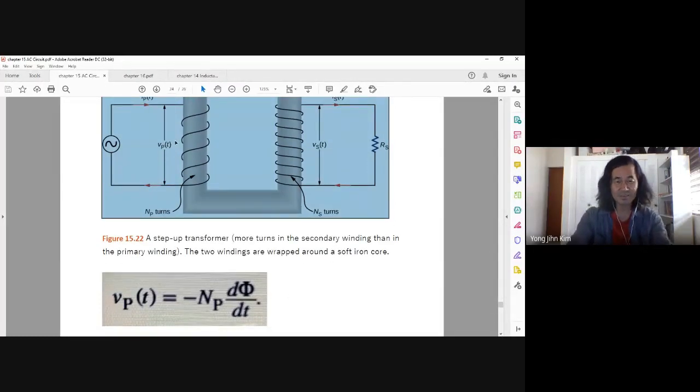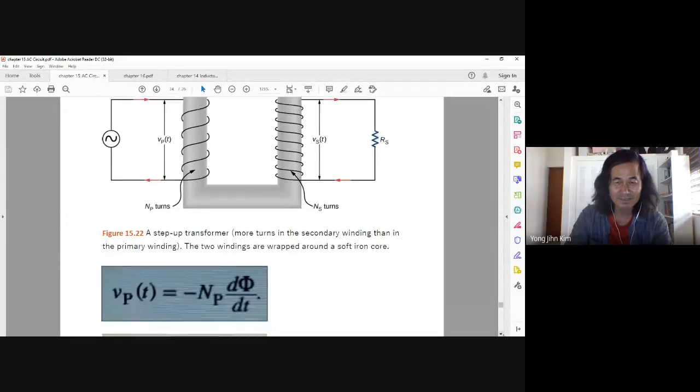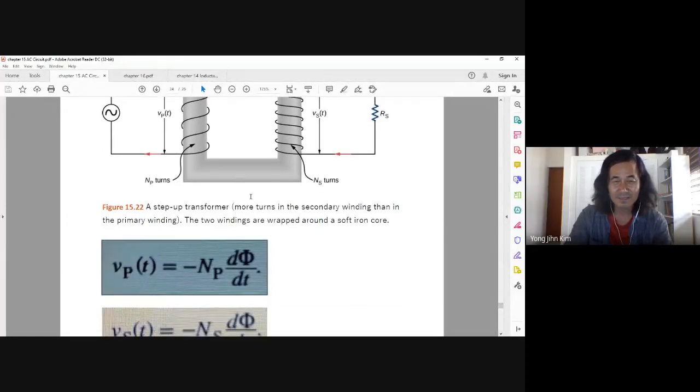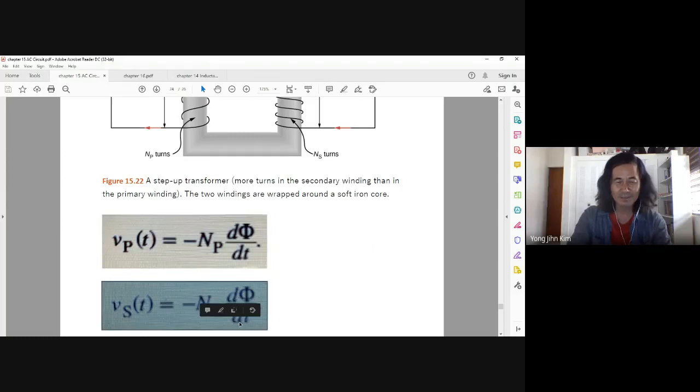So induced voltage in the primary coil is minus Np dΦ over dt. Okay? So this is the induced voltage in the primary coil, and then this flux change is transmitted to the secondary coil. So the secondary coil will develop voltage minus Ns dΦ over dt.